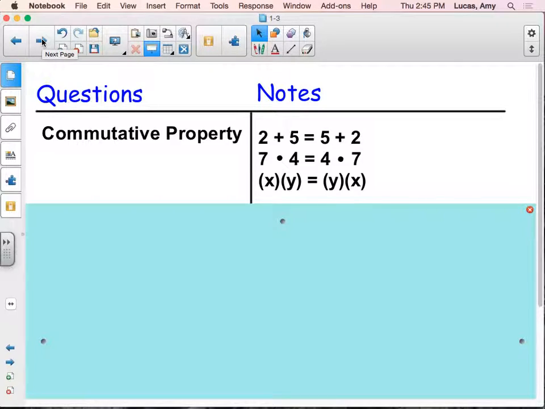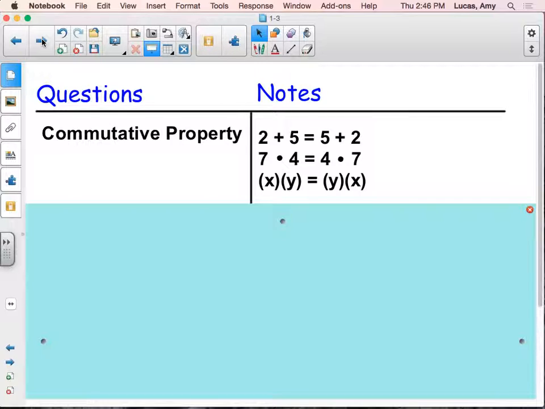Our first property is the commutative property. We have 3 examples over on the right to show you the commutative property. 2 plus 5 equals 5 plus 2. 7 times 4 equals 4 times 7. And x times y equals y times x.